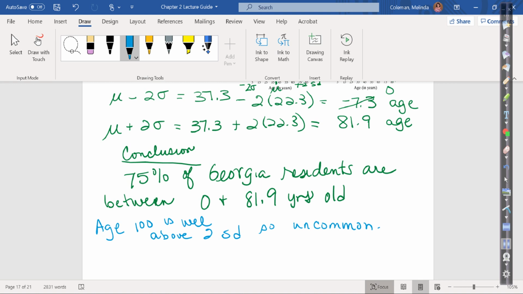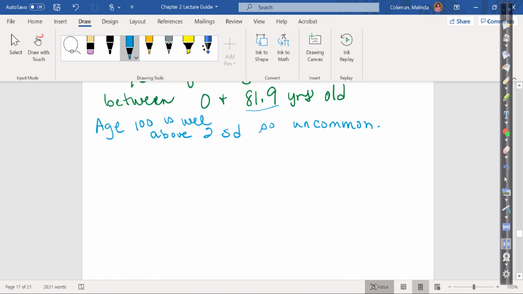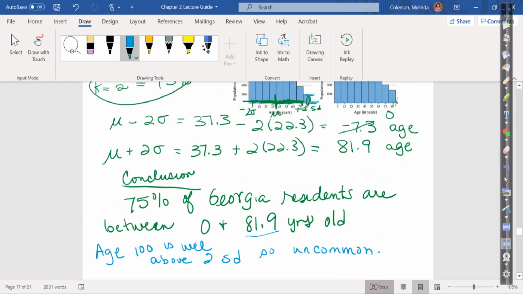So 81.9, yeah, and that would hit 75%. But once you start getting much more than that, they're going to be more and more uncommon. And that's exactly what this chart shows. Again, most of the people are within this age group, but by the time you hit 85, then you really start dropping. All right, and that will wrap up section 2.4.